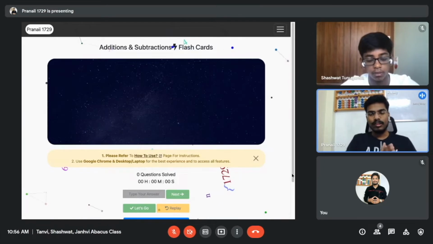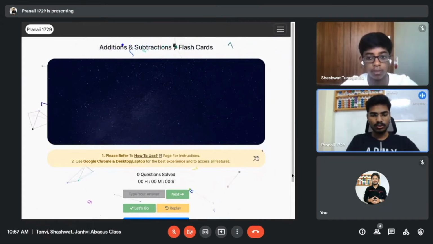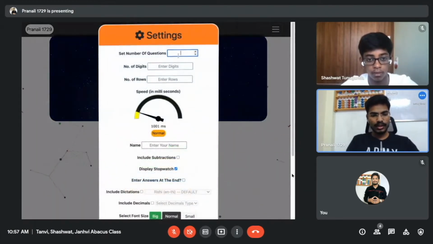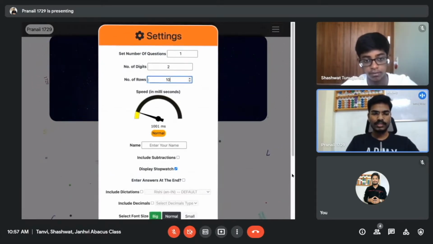So now we'll be seeing flashcards, 2-digit tenders. So what is 2-digit tenders? I'll show you. 2-digit tenders is if you open the settings and set any question 2-digit tenders, you can see 2-digit numbers will be flashing 10 times.